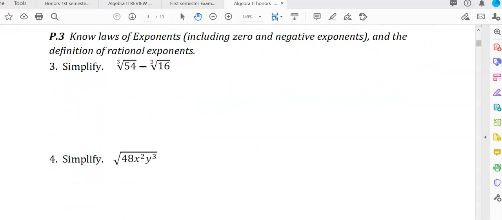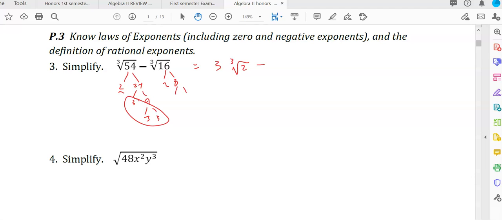Okay, you want to simplify these. So if you don't know the prime factorization of those, that would be nice. So 2 times 27, 3 times 9, 3 times 3. So I have 3 3s and a 2 left over.